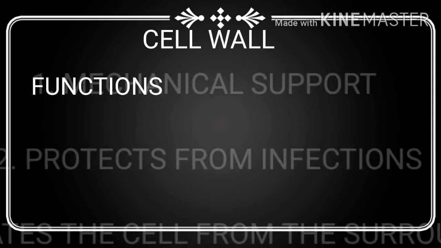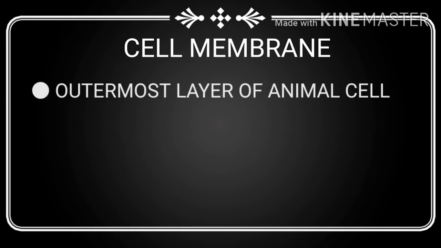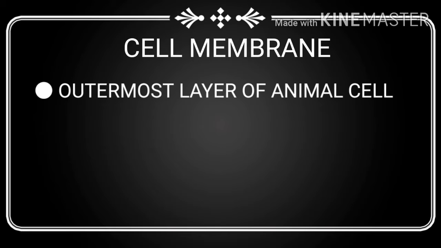Now the function of the cell wall. It provides mechanical support to the cell, protects the cell from infections, and separates the content of the cell from the surroundings. Now I'll move on to the cell membrane. It is the outermost layer of plant and animal cells. Am I correct?